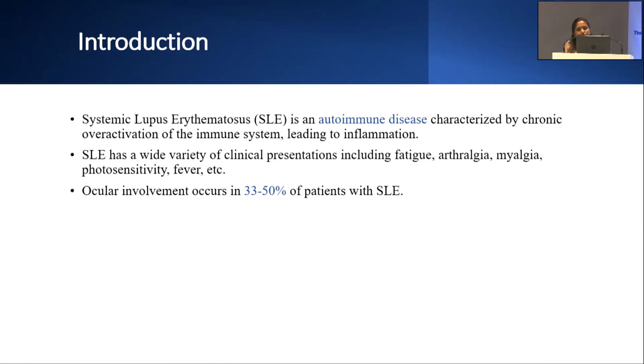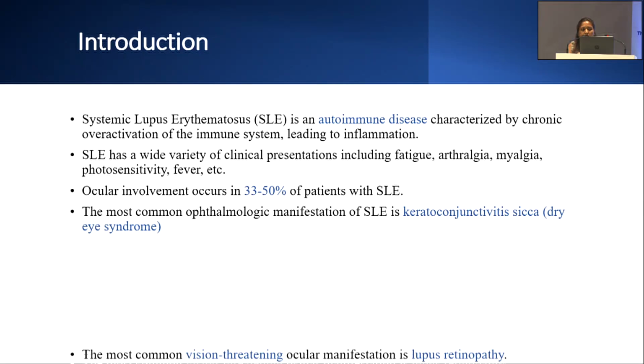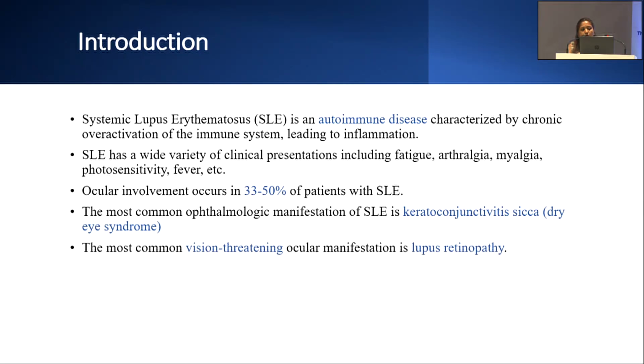SLE is an autoimmune disease characterized by chronic overactivation of the immune system leading to inflammation. SLE has a wide variety of clinical presentations, which include fatigue, arthralgia, myalgia, photosensitivity, and fever. Ocular involvement occurs in about 33 to 50% of patients with SLE. The most common ophthalmologic manifestation of SLE is keratoconjunctivitis sicca, and the most vision-threatening ocular manifestation is lupus retinopathy.